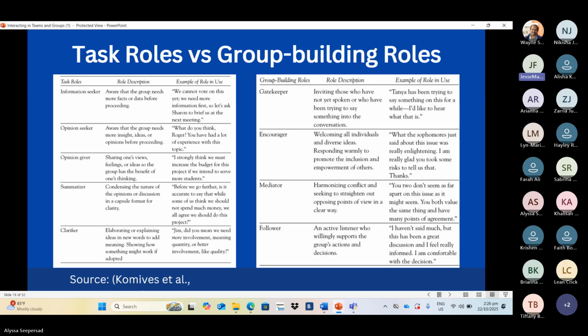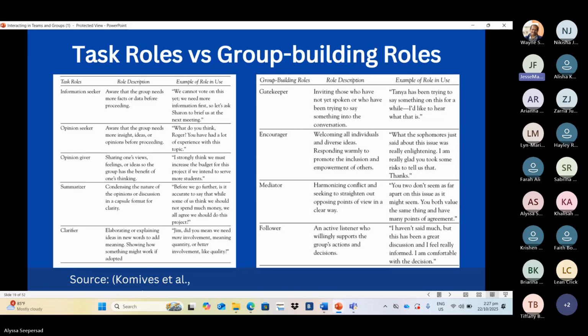The opinion giver is someone who shares their knowledge and opinions relevant to the group's discussions. The summarizer is an individual who pulls together all the major opinions and discussions from the group and they condense it into a short report for clarity. And the clarifier would be someone who would focus on clarifying communication and ideas in order to ensure that all the members understand what's going on.